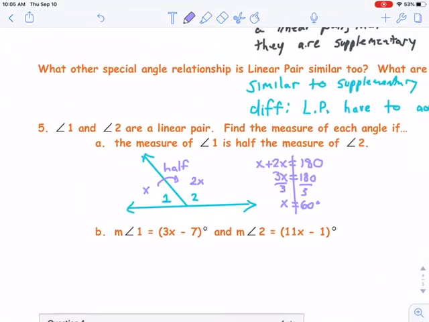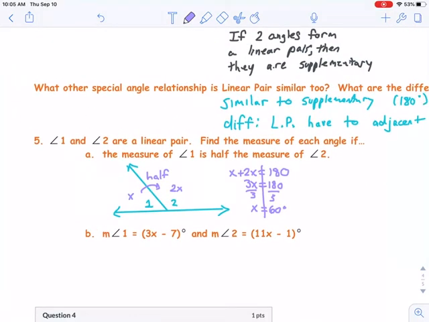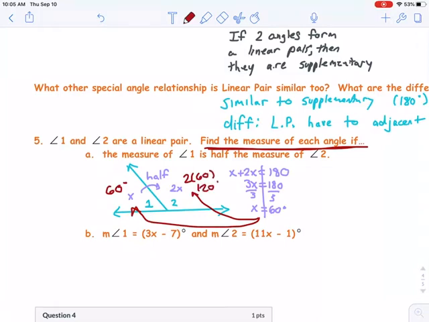And it told me to find the measure of each angle. Read the problem or else. All right, so 60 degrees, and 2 times 60, 120 degrees. Everything checks out. Angle 1 is half the measure of angle 2. They add up to 180 degrees. So, yeah, we'll put a smiley face.